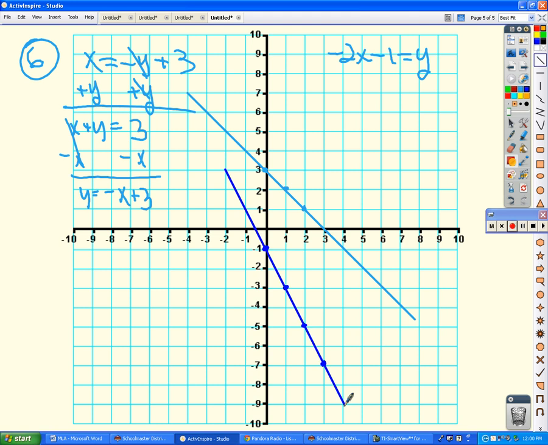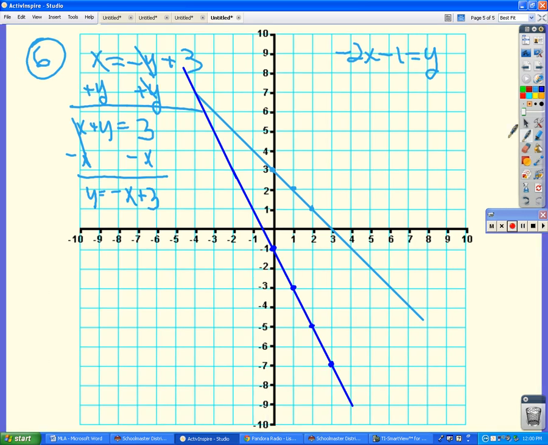Well, and I guess we need to see where these cross. So I have to extend that out that way. And it looks like they cross right here. What are the coordinates of that point? -4, 7. So our answer is -4, 7. Okay?